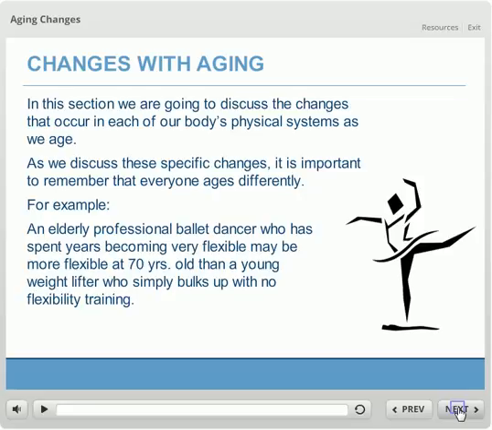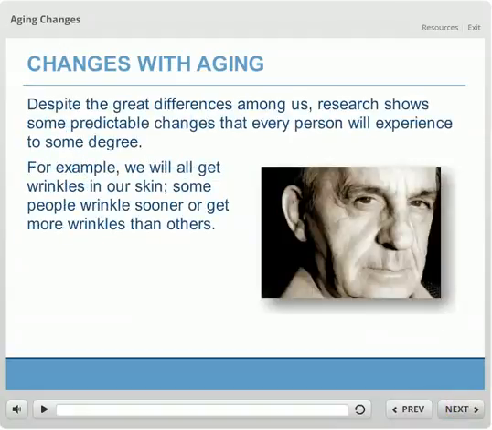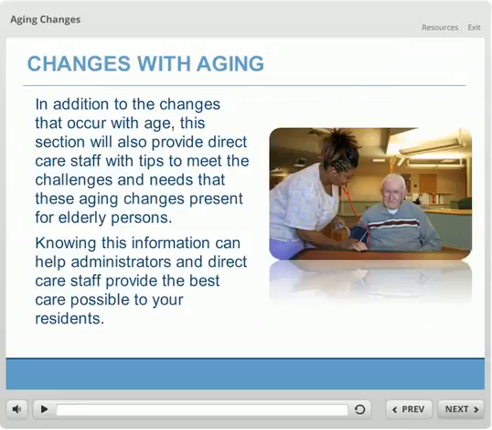systems as we age. As we discuss these specific changes, it's important to remember that everyone ages differently. For example, an elderly professional ballet dancer who has spent years becoming very flexible may be more flexible at 70 years old than a young weightlifter who simply bulks up with no flexibility training. Despite the great differences among us, research shows some predictable changes that every person will experience to some degree. For example, we will all get wrinkles in our skin. Some people wrinkle sooner, or some get more wrinkles than others.